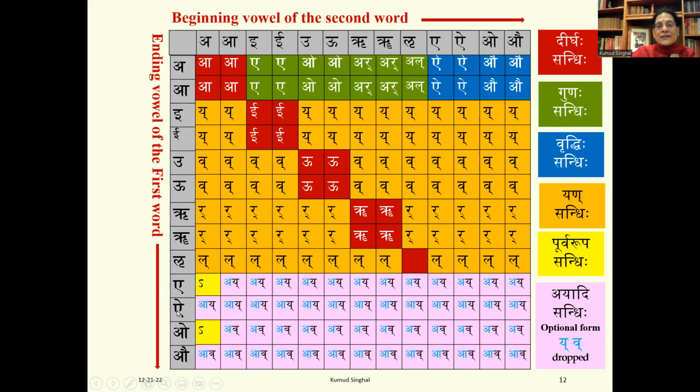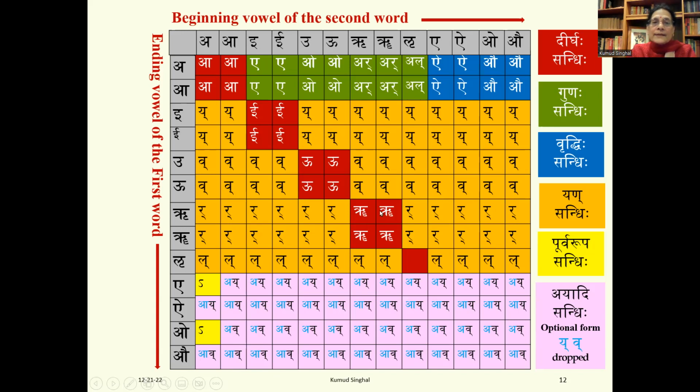If I is followed by any vowel, then it is I, right? And in the optional case, this ya drops and it is only a. O followed by any vowel except a, then O is replaced by av. And in the optional case, this va drops. So it is just the a. Au followed by any vowel, au is replaced by av. And in the optional case, this va is dropped and it is only a.